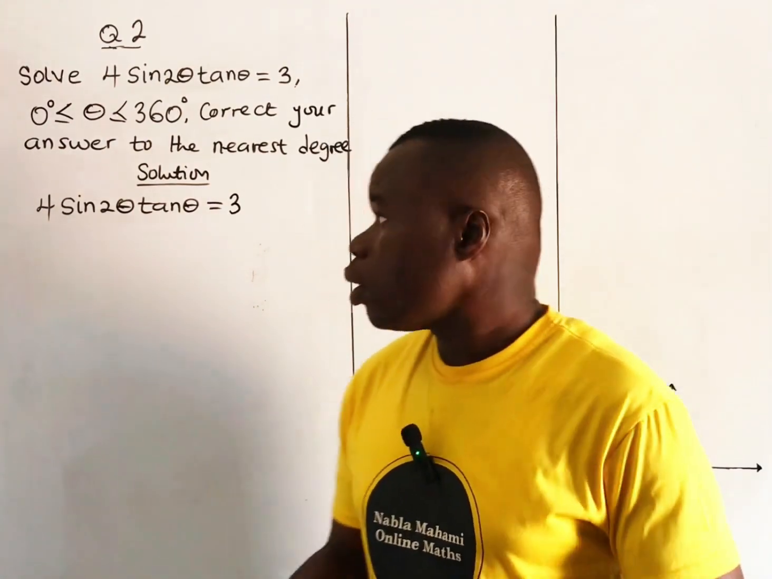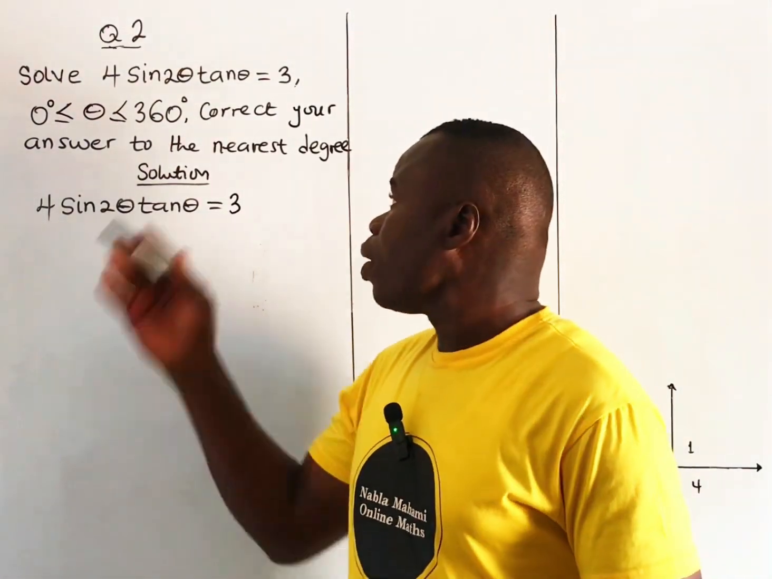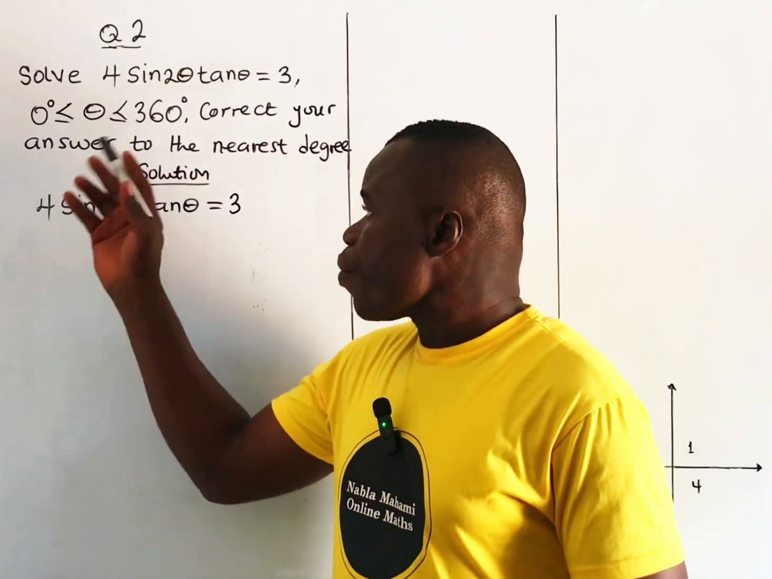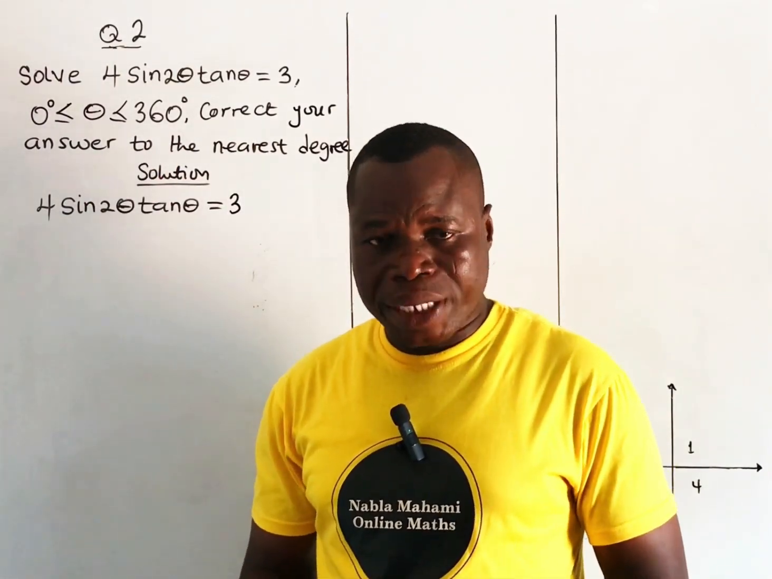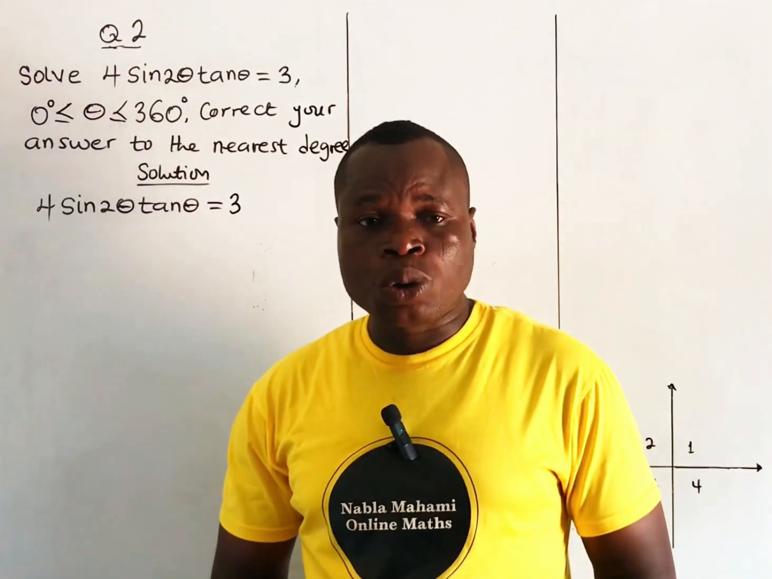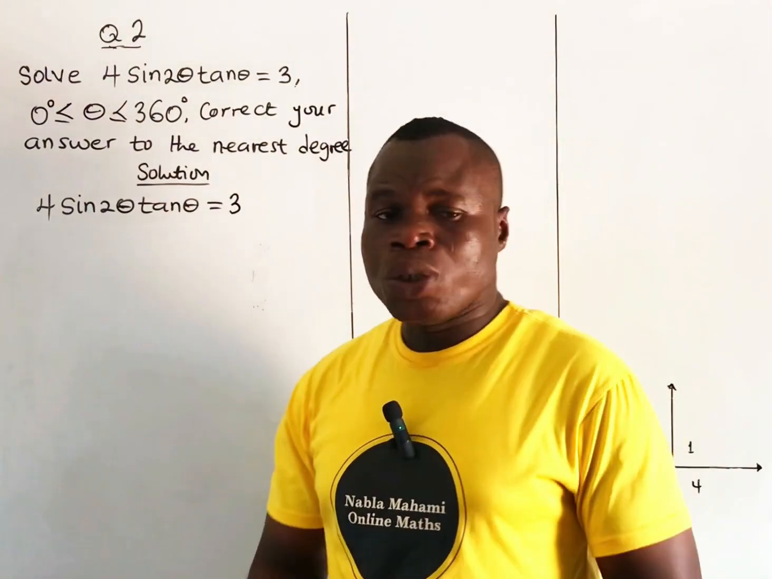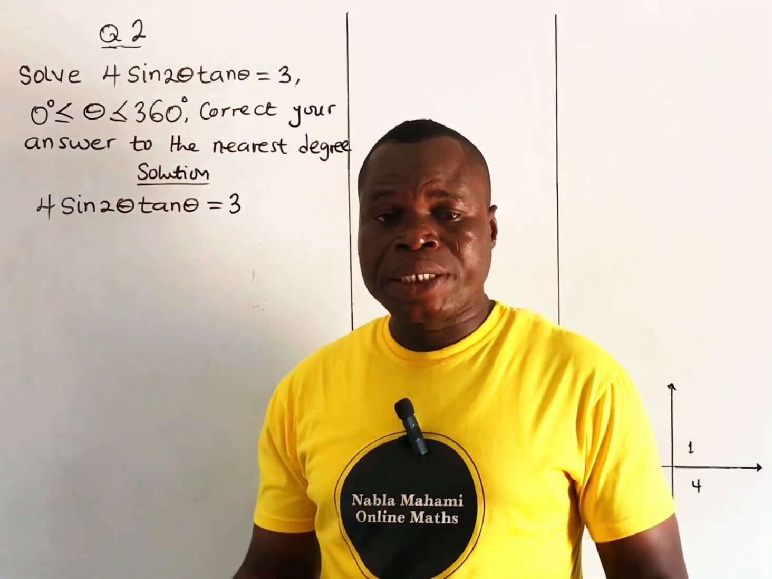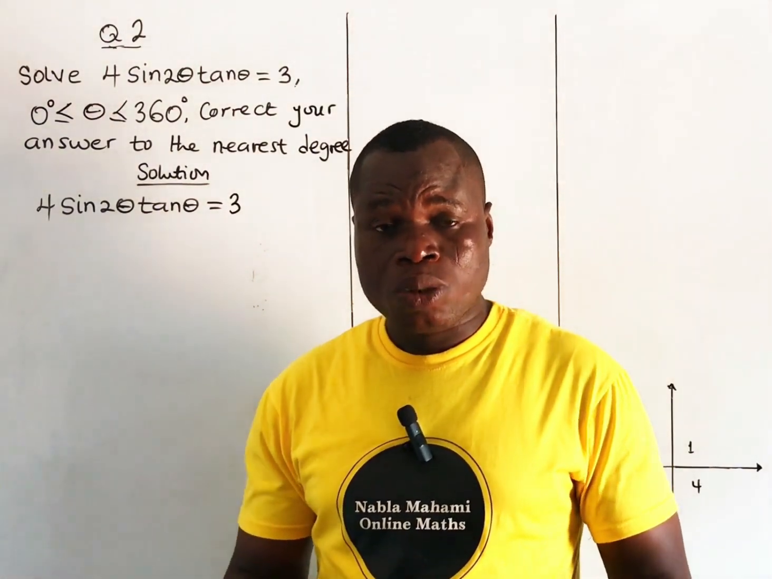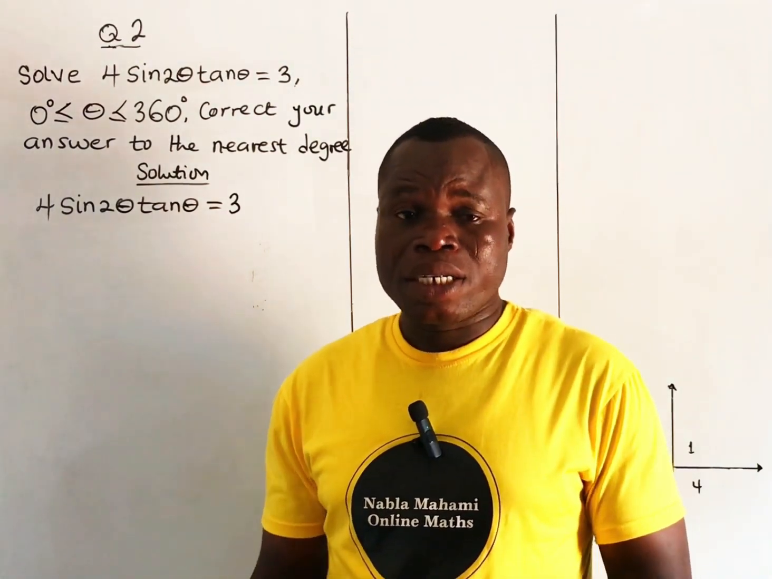The question is, solve 4 sine 2 theta tan theta is equal to 3 within the range of 0 degrees less than or equal to theta less than or equal to 360 degrees. Correct your answer to the nearest degree. This question was just a basic trigonometry question, and to solve this type of question, let's look at the procedure that you will use.